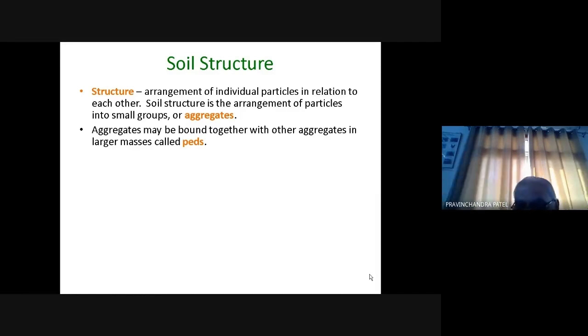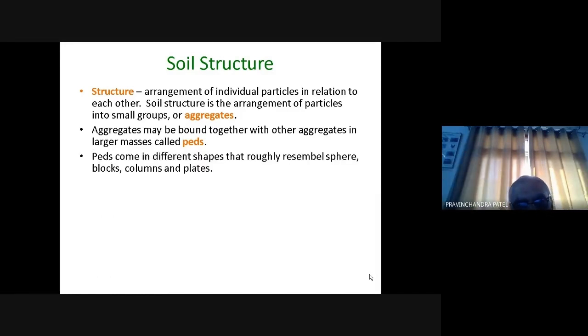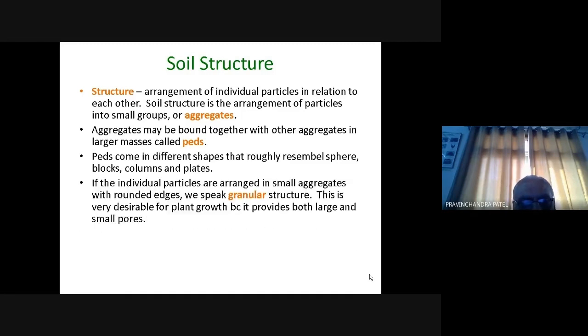So we have seen that they are peds. Then peds come in different shapes that roughly resemble sphere, block, column, and plate. We have seen this. Then if the individual particles are arranged in a small aggregate with rounded edges, we call it granular structure. So it is the best structure. This is very desirable for plant growth. It provides both large and small pores. So granular structure is the very best for plant growth, and it has both types of pore space, large and small pores.